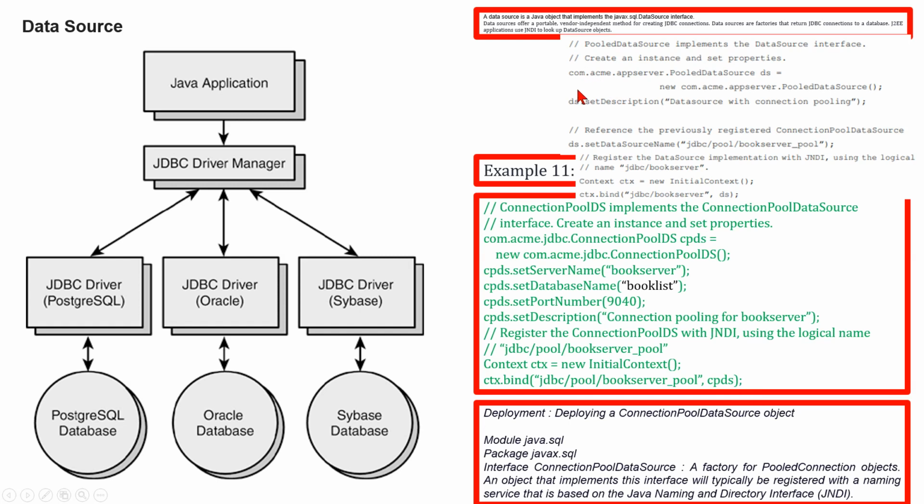The data source implementation is deployed such that it references the connection pool data source implementation, as shown here. Here is the deployment of a data source object backed by a connection pool data source object. The data source object is now available for use in an application.